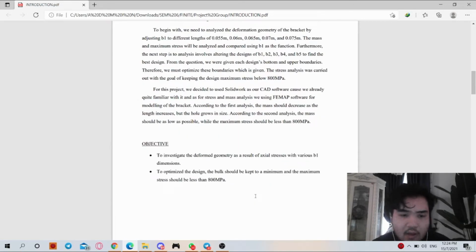Our objective of the project is to investigate the deformation geometry as a result of axial stress with variance of length. Second, to optimize the design, the bulk should be kept to a minimum and the maximum stress should be less than 8300 megapascal.